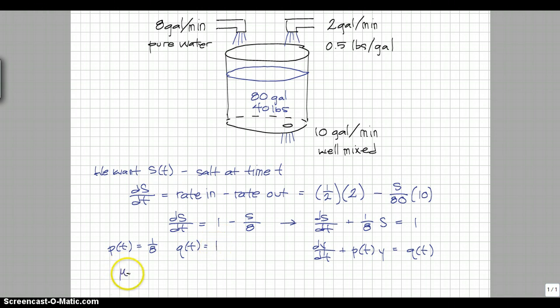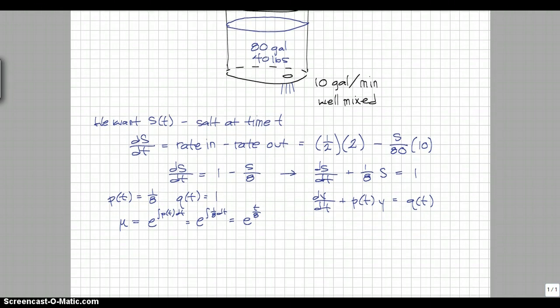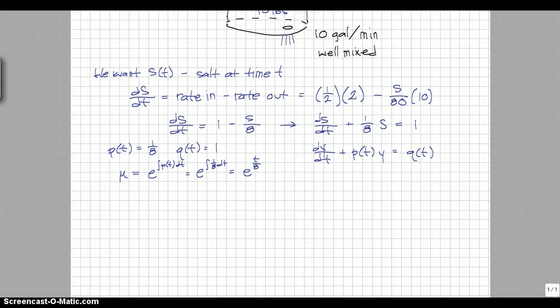And the integrating factor we call mu is equal to e to the integral of P of t dt, which is equal to e to the integral of 1/8 dt, which is actually just equal to e to the t over 8. From here, there's a long justification for the formula we're going to use, but we just need to know this formula.